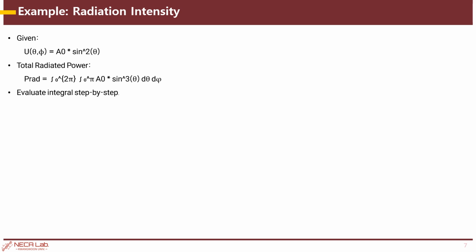Now, let's walk through an example of calculating total radiated power from a given radiation intensity. So here the given radiation intensity U(θ,φ) is defined as the first equation. To find the total radiated power per radian, we integrate U(θ,φ) over all directions, and the second equation is the radiated power equation.